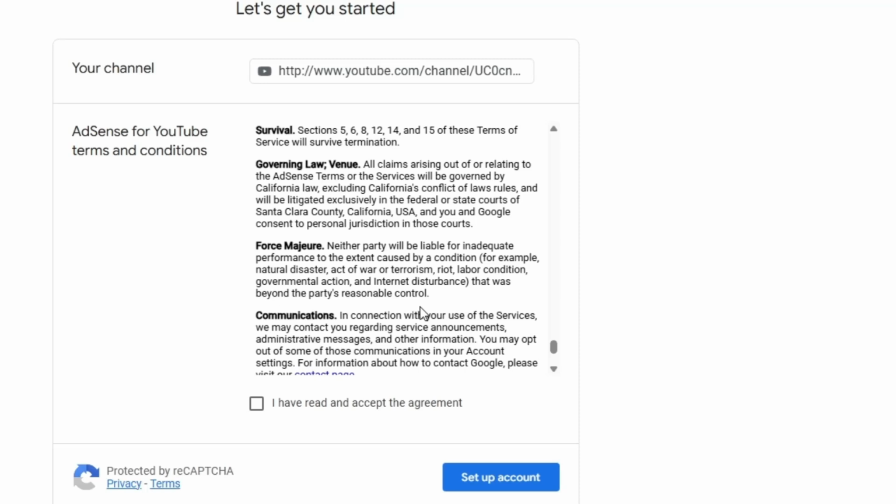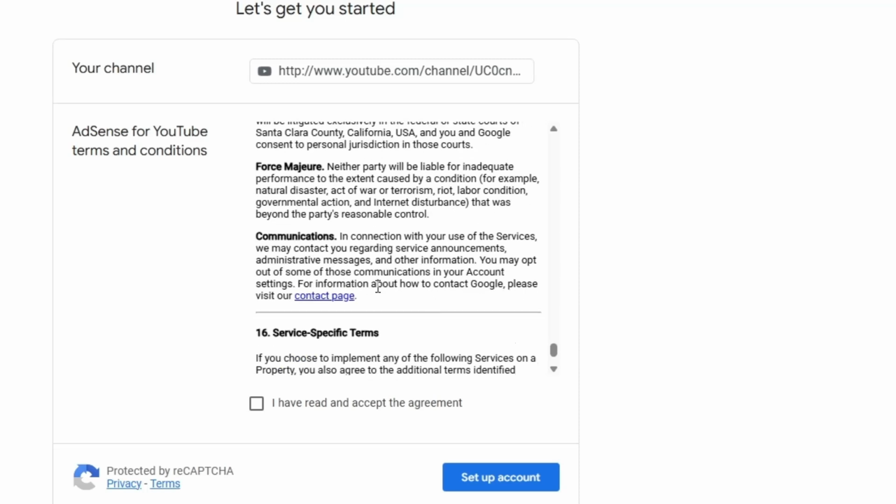Force majeure. Neither party will be liable for inadequate performance to the extent caused by a condition, for example, natural disaster, act of war or terrorism, riot, labor condition, governmental action, and internet disturbance that was beyond the party's reasonable control. Communications. In connection with your use of the services, we may contact you regarding service announcements, administrative messages, and other information. You may opt out of some of those communications in your account settings. For information about how to contact Google, please visit our contact page.